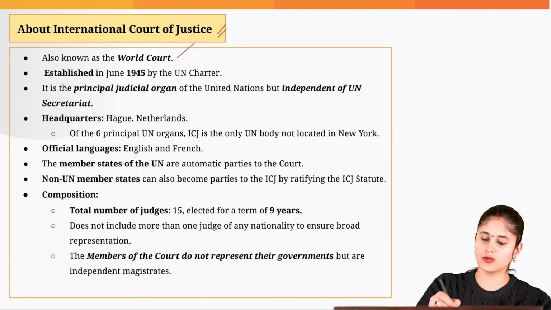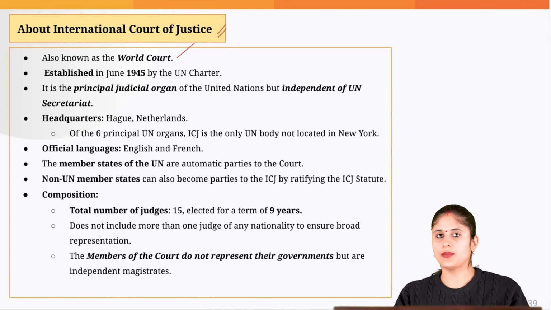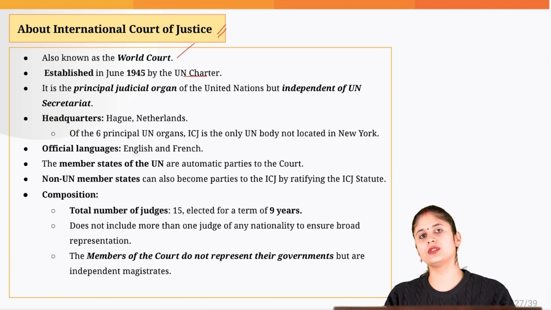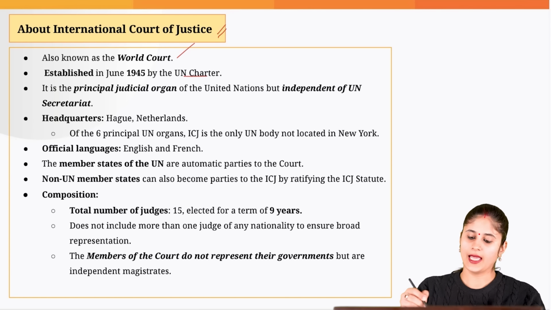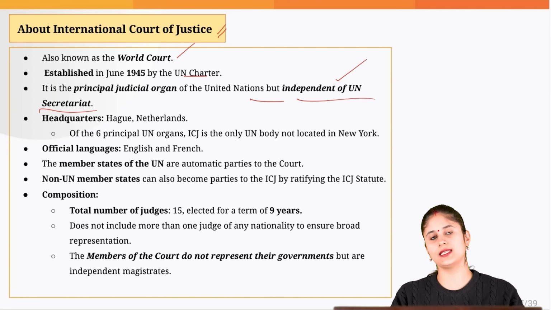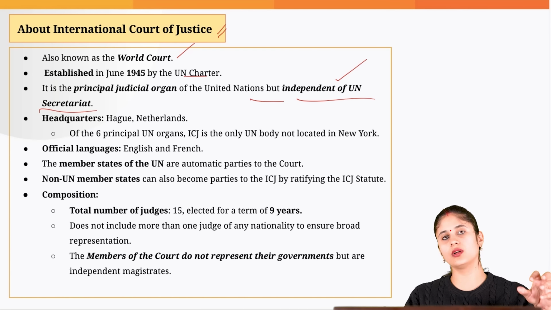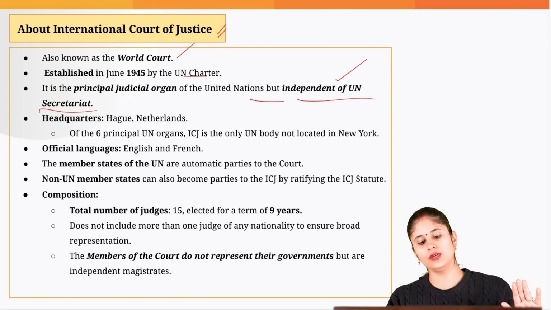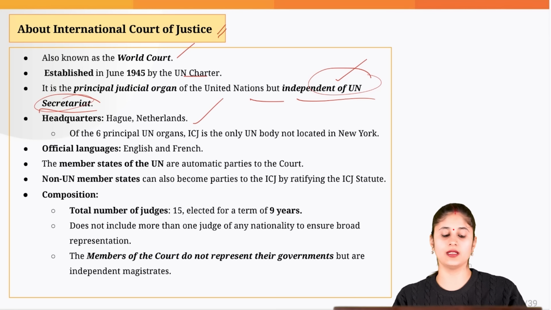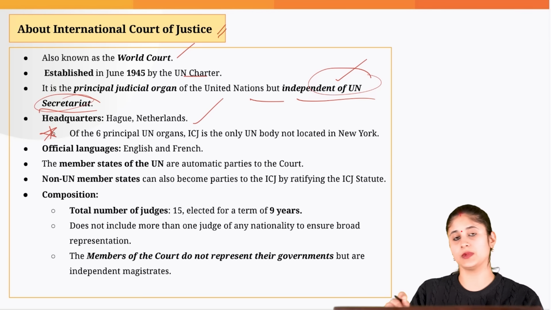So, it is also known as the World Court, and it was established way back in 1945 by the UN Charter. It is a principal judicial organ of the UN, but it is independent of the UN Secretariat. It is headquartered in The Hague, Netherlands, and this is the pointer which is important from a prelims perspective.